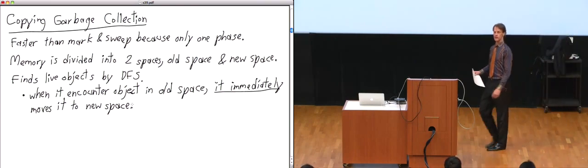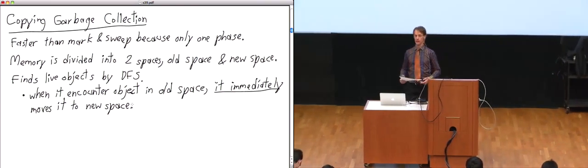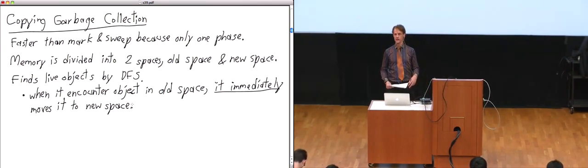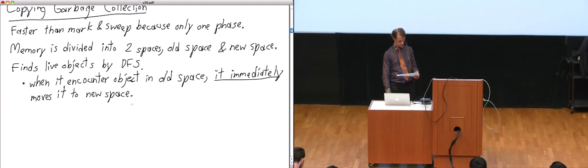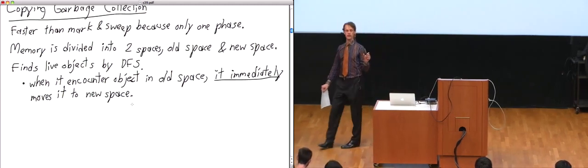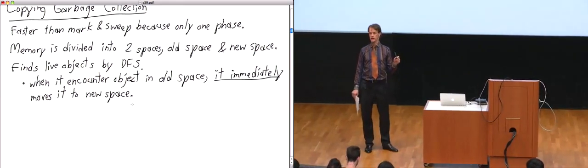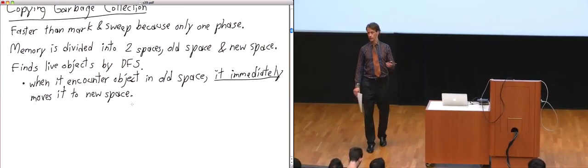As soon as we find the object that's live, that we haven't already moved to the new space, we move it to the new space. And so that object will be moved to the first available location in the new space, so we get compaction more or less for free.